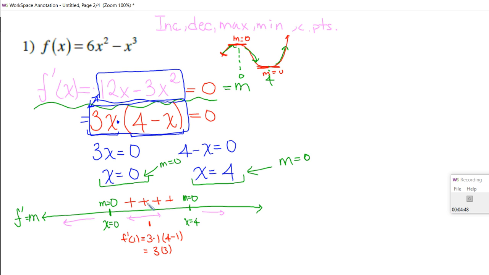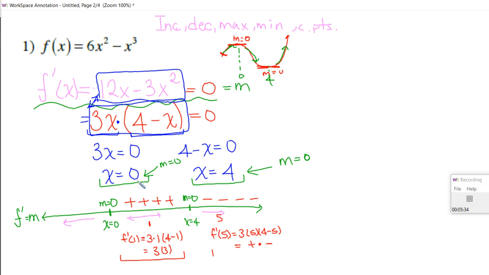Now we'll do a similar thing again. After 4, I'm going to take number 5 and plug it in. So I get f prime of 5 equals 3 times 5 times 4 minus 5. 3 times 5 is a positive number, times 4 minus 5, which is a negative number, which gives me a negative number. Do you see how in the first example I plugged in 1 as is, but for the next one, I just guesstimated what the signs will be, because that's all we need. We don't need an exact number, we just need a sign.